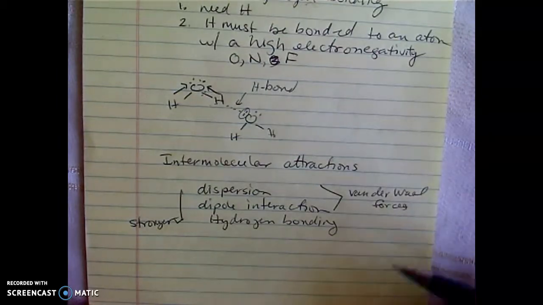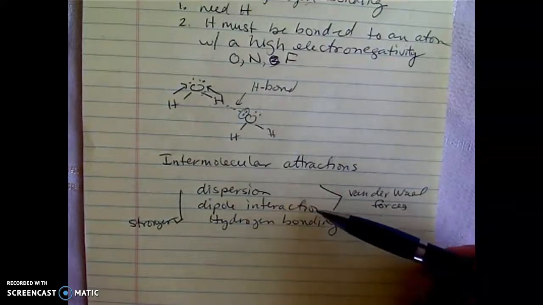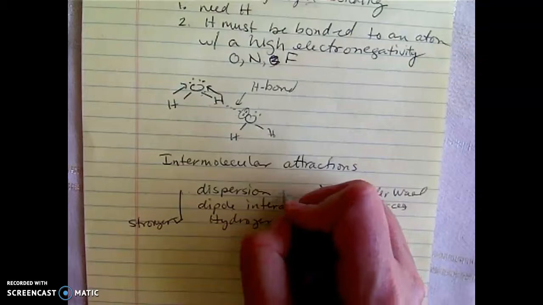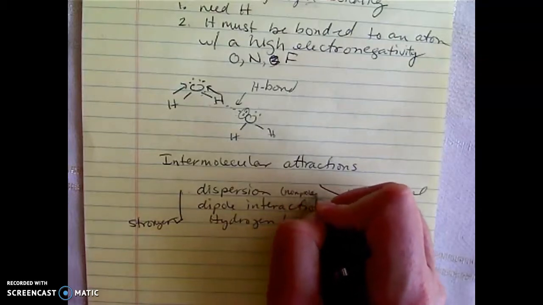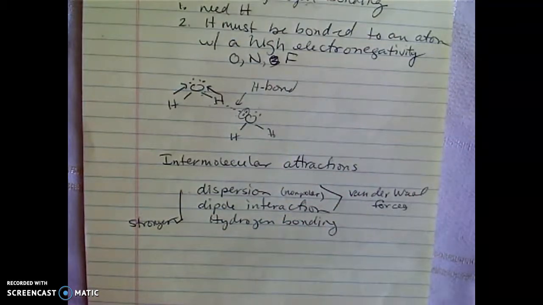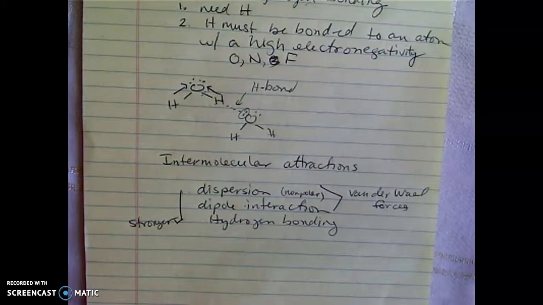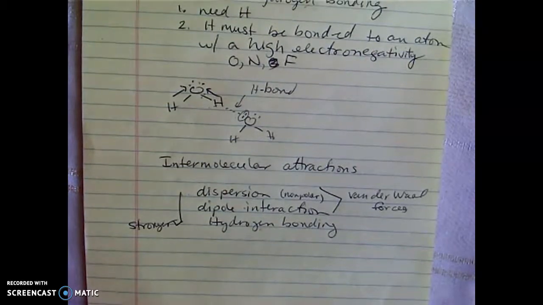You should be able to determine whether or not a molecule has dispersion, dipole interaction, or hydrogen bonding. Remember, dispersion is typically for nonpolar molecules, and it's caused by the movement of electrons within that molecule. Your dipole interaction is when you have a polar molecule, so you have to have a polar bond and a bent shape or a trigonal planar or a trigonal pyramidal shape, something that allows you to separate the charges. And then with hydrogen bonding, you have to have an atom that has hydrogen and is bonded to oxygen, nitrogen, or fluorine.